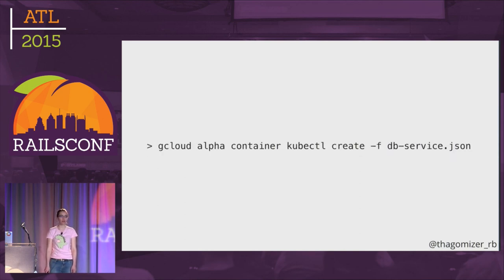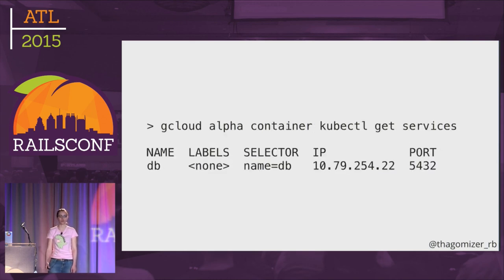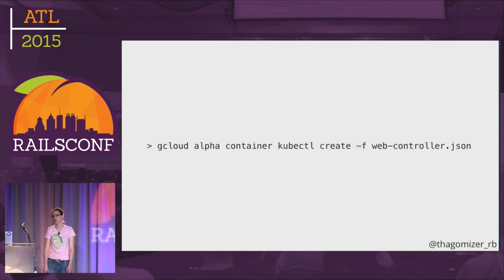Great, that's up. So now I can do the service. Again, create -f, create from file for the DB service. And I can say, kubectl, give me the services. And it gives me a list of the services and what ports they've exposed. Great, now let's create the web controller.